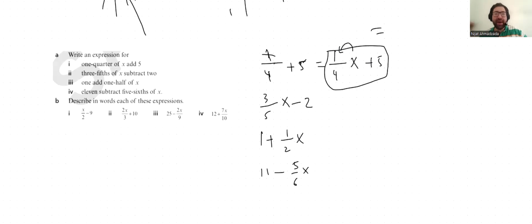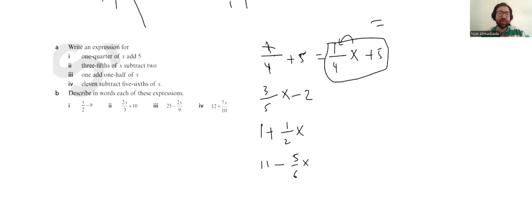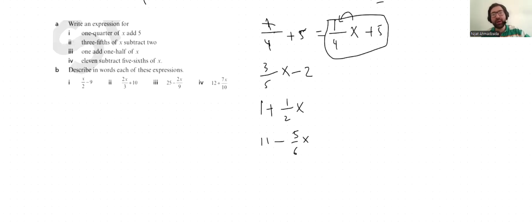That's it. "Of x" means you multiply it. There is no division, really. Of x means that you are multiplying it with x, and add, subtract, whatever, you already know what they mean. Now let's go to the next question.